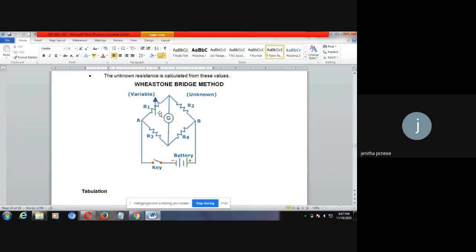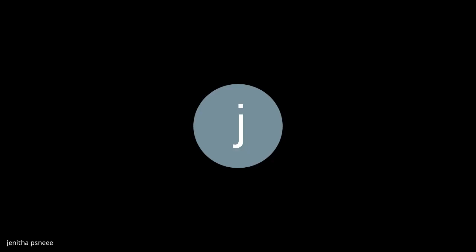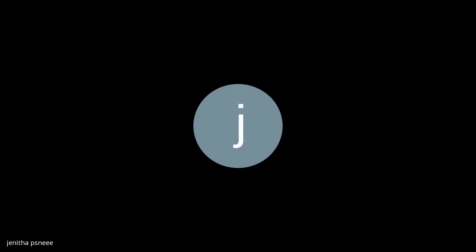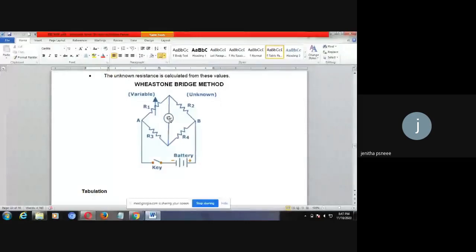So according to our balancing condition, for balancing, see here, in a DC bridge this position will be connected to a battery, that means a DC supply. And the other two junctions will be connected to a galvanometer. What is the purpose of the galvanometer? It will indicate whether you have balanced the bridge. For balancing, the galvanometer should read zero measurement.